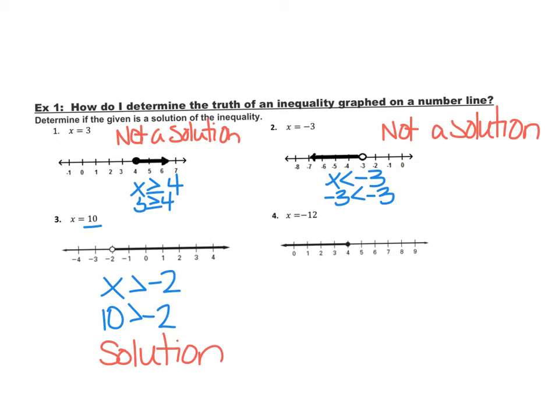All right, our next one. We have on our graph x is less than or equal to 4. So that means x can be 4, it can be anything that is less than 4. So is negative 12 less than or equal to 4? Yes, negative 12 is less than 4, so it is going to be a solution.